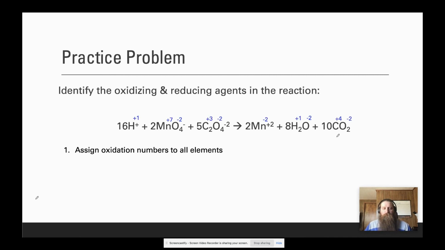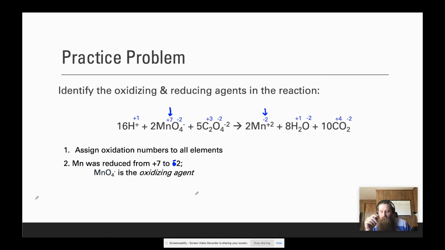So there they are. Now, the second step is to identify who changes. Manganese goes from +7 to +2, and so it was reduced. The charge went down. This should say +2. I need to go and fix that. That means MnO4 minus is the oxidizing agent. It is the thing that is going to carry out the oxidation.